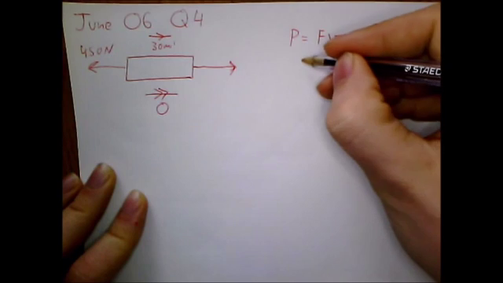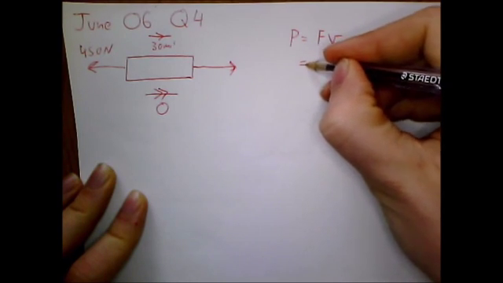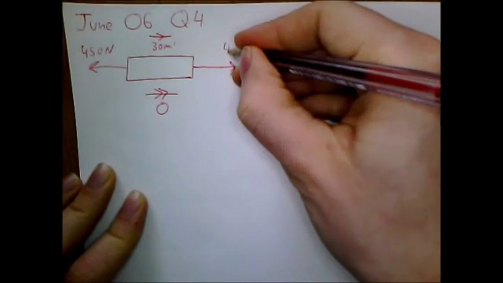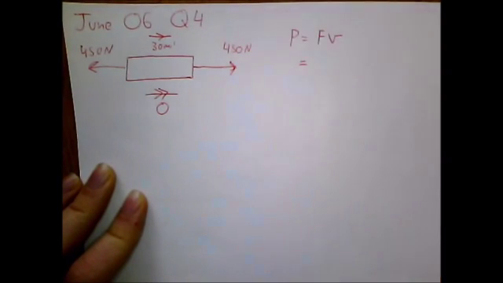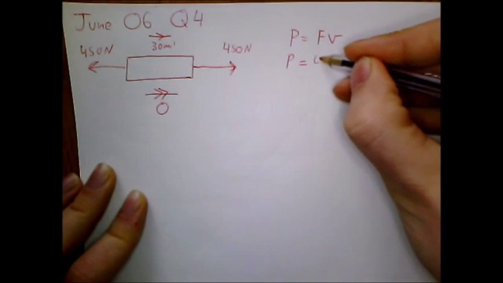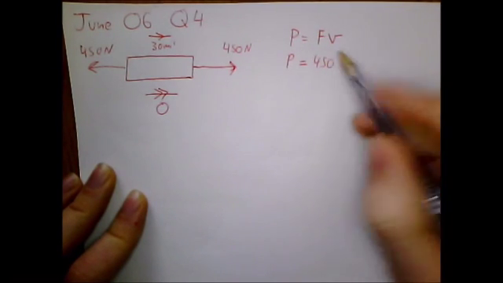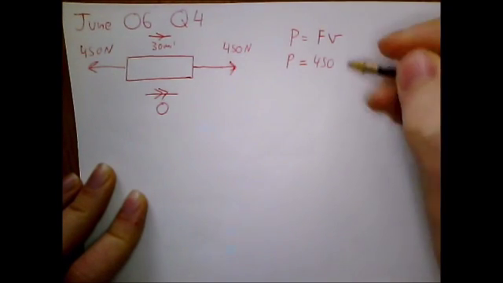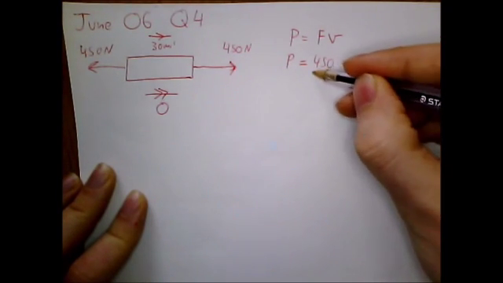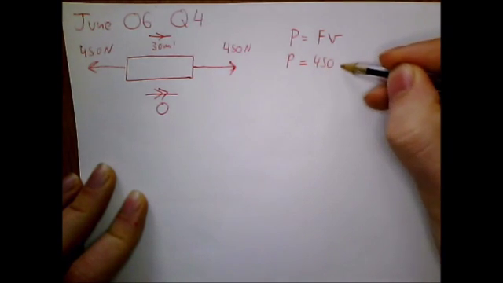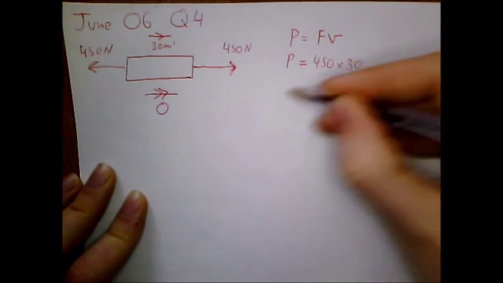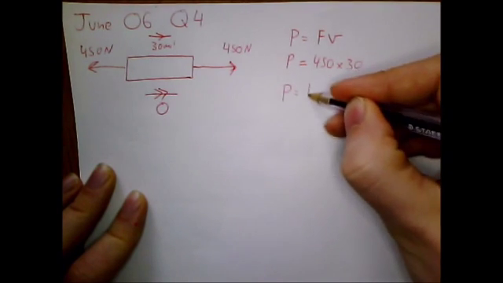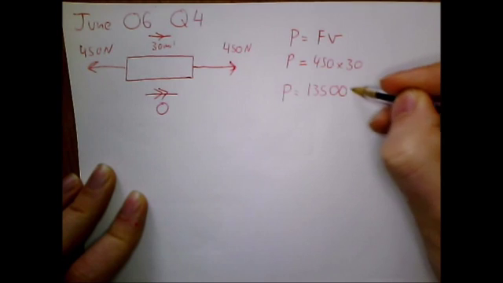And we know that for this to work, the driving force of the car must be 450 newtons, as it's in equilibrium. So the force is 450, and note this is the driving force of the car, not necessarily the resistance. It's just because it's in equilibrium, so it's got to be equal. 450 multiplied by 30 gives us a power output of 13500 watts.